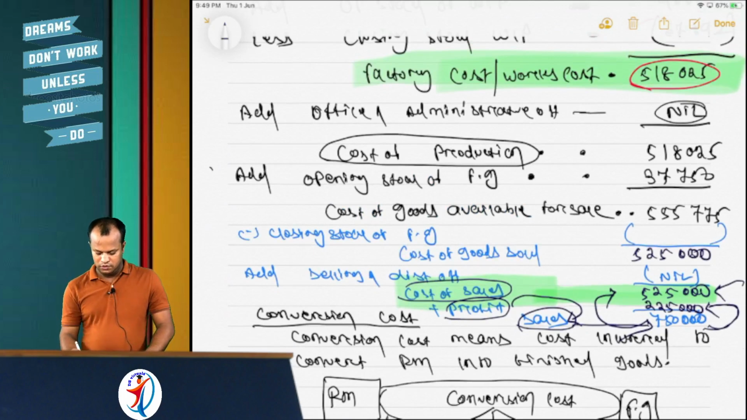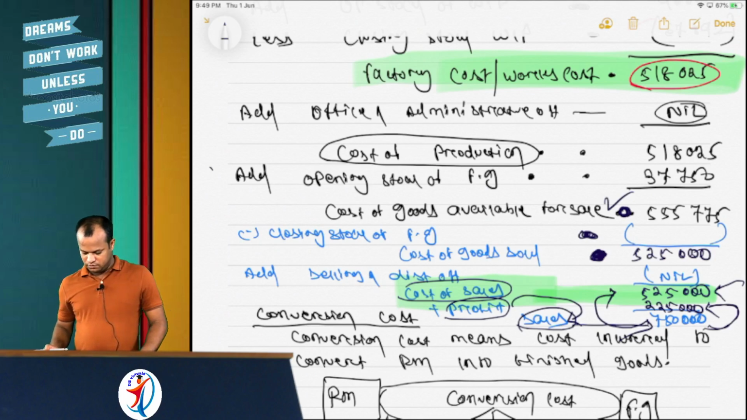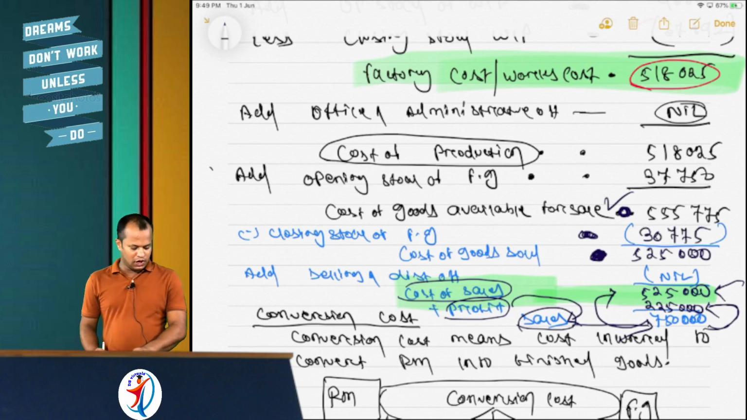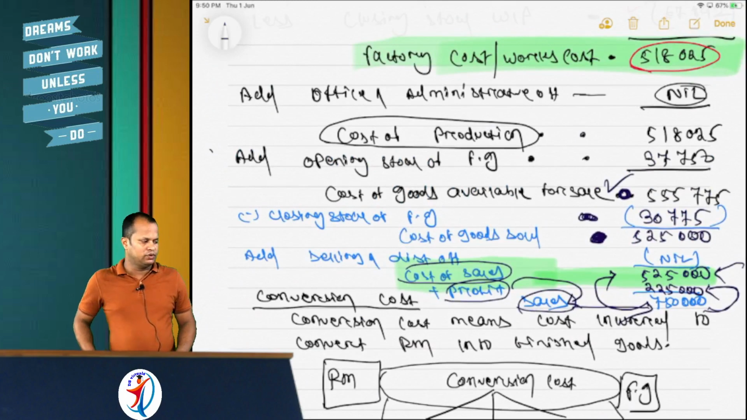Now cost of goods available for sale minus closing stock of finished goods is equal to cost of goods sold. So the cost of goods sold minus cost of goods available for sale gives 30,775, which is the closing stock of finished goods. So we have found all the missing figures, that is closing stock of raw material, closing stock of finished goods and closing stock of WIP.